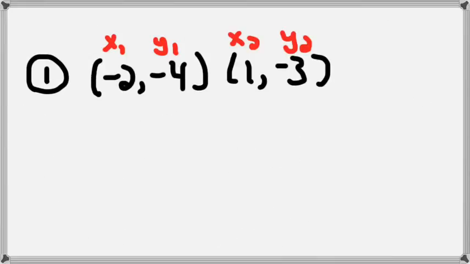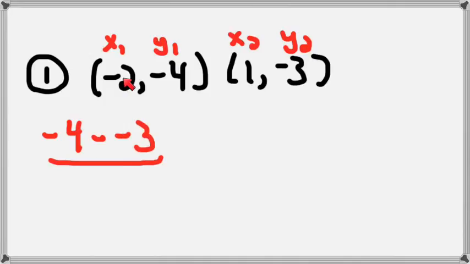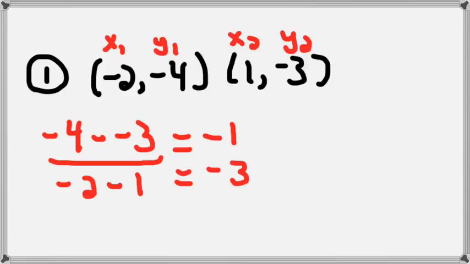Here we go. We're going to do y1 take away y2, so negative 4 take away negative 3. And we're going to do x1 take away x2, so negative 2 take away 1. This is the same as negative 4 plus negative 3, and negative 4 plus negative 3 is negative 1. And this is the same as negative 3, and a negative divided by a negative is a positive, and therefore the answer is 1/3.